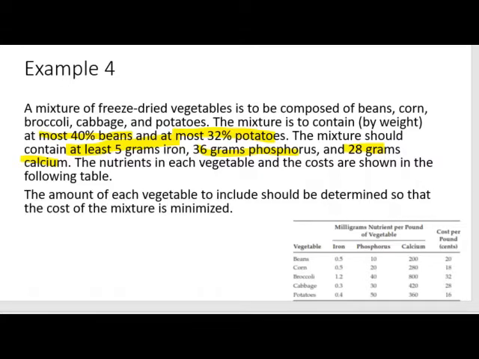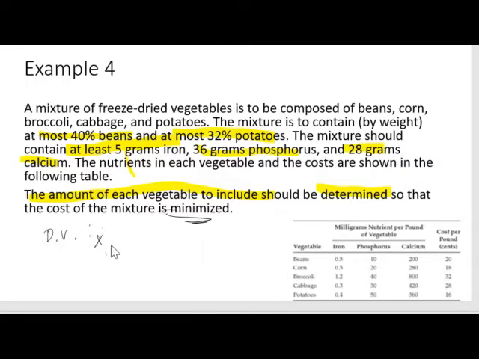Parang may greatest clue tayo dito sa part na to, yung dulo. The amount of each vegetable to include should be determined so that the cost should be minimized. So ang goal niya ay i-minimize. Pero may sinabi siyang amount of each vegetable to include should be determined, so yan yung sinasabi nating controlled. Therefore, ang ating decision variables ay yung amount ng beans, corn, broccoli, cabbage, at potato.